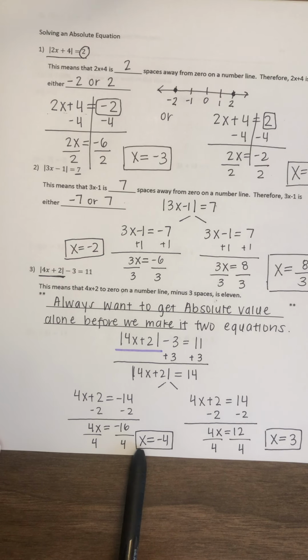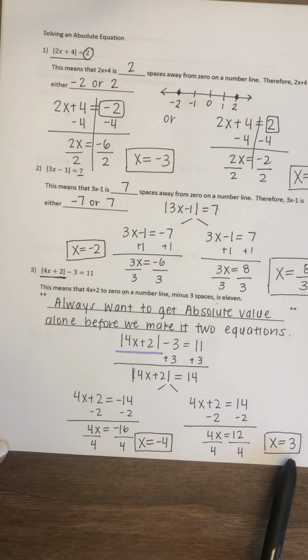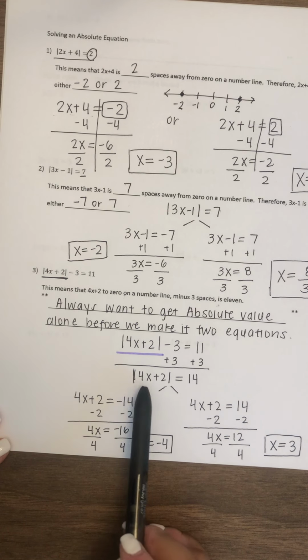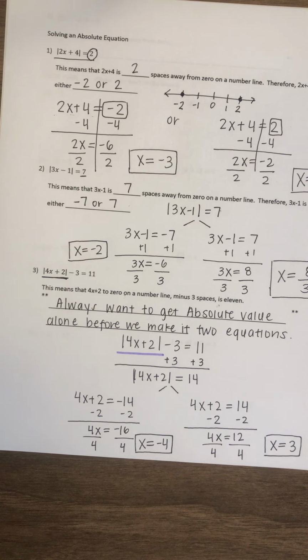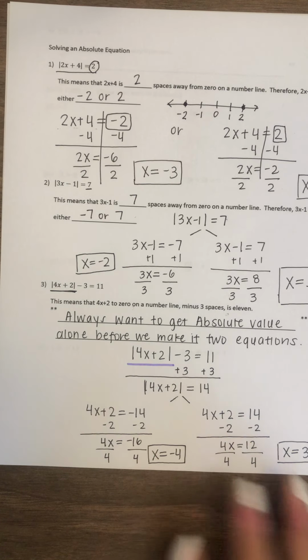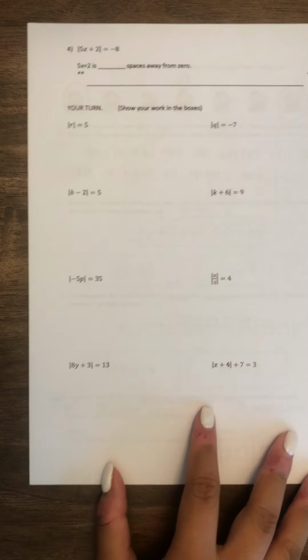So these values of x equals negative 4 and x equals 3, those are values of x that are going to make the value of 4x plus 2 be 14 spaces away from 0. That is the meaning of our solutions when we're solving equations with absolute value. All right, let's look at one more example before I let you guys try some on your own.